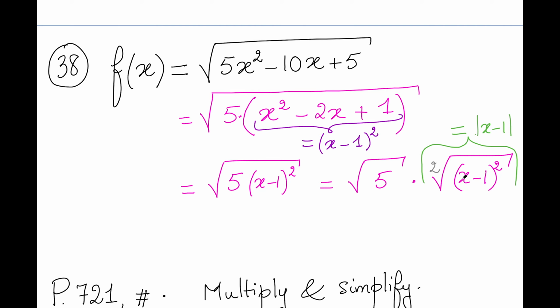Very good. So that whole thing is absolute value of x minus 1 times square root of 5. So absolute value of x minus 1 times square root of 5. So writing the function as this or that, they're the same thing.